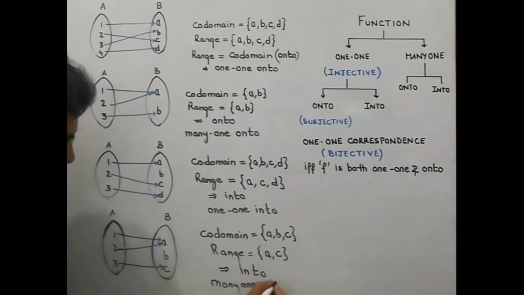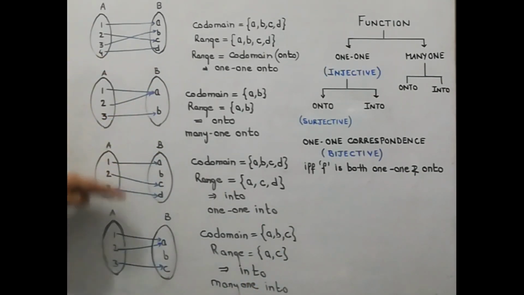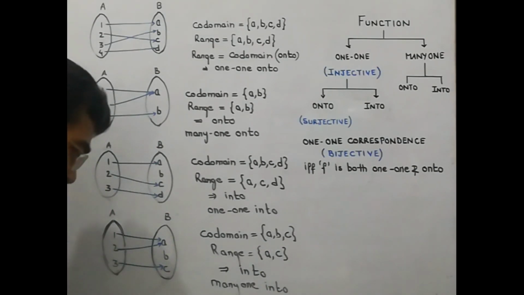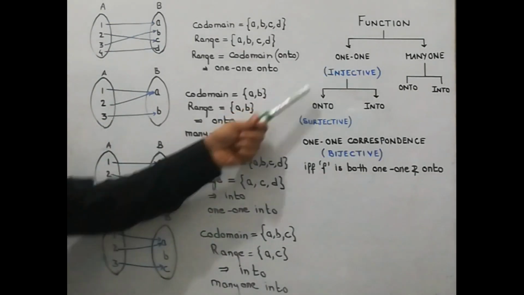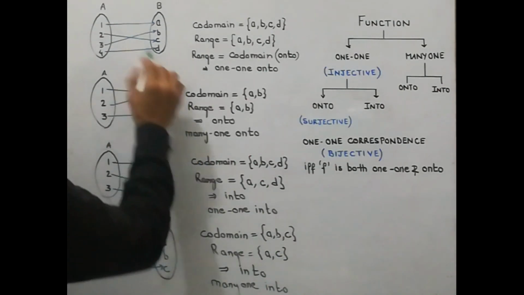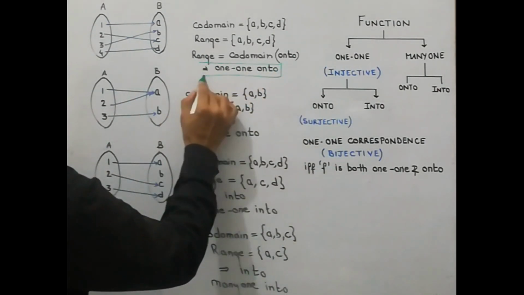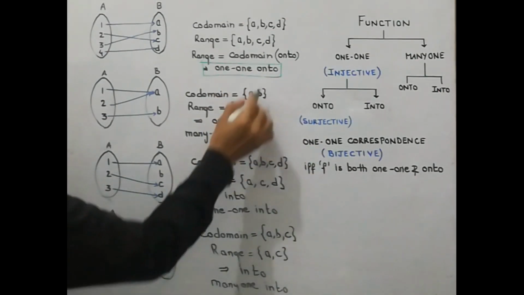So all over this was many one and then into. So here we have written about these four functions. In these four functions we are getting only one function which is both injective and surjective, that is 1-1 as well as onto. This first one, it is 1-1 onto. So this will be your bijective function.